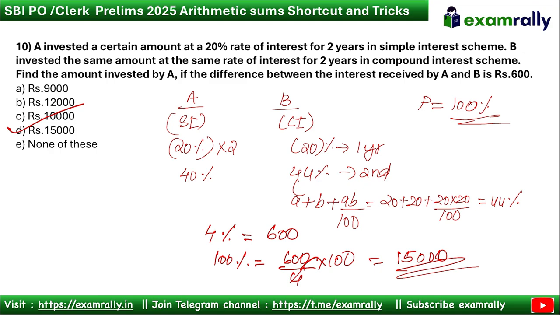See, no need to use the formulas for compound interest here. Just do it by the percentage method. Okay. For compound interest, just learn by heart the values for 10%, 20%, 30%, because these values are repeatedly asked, 5% also. Okay.